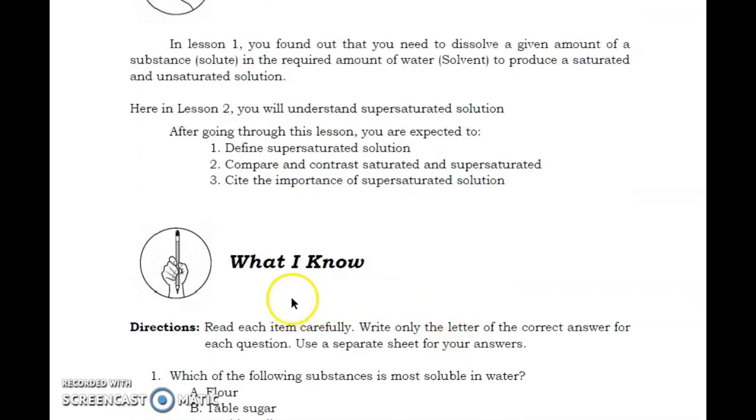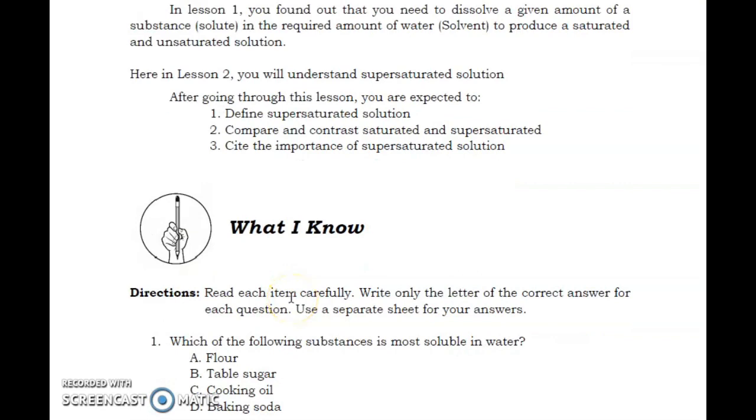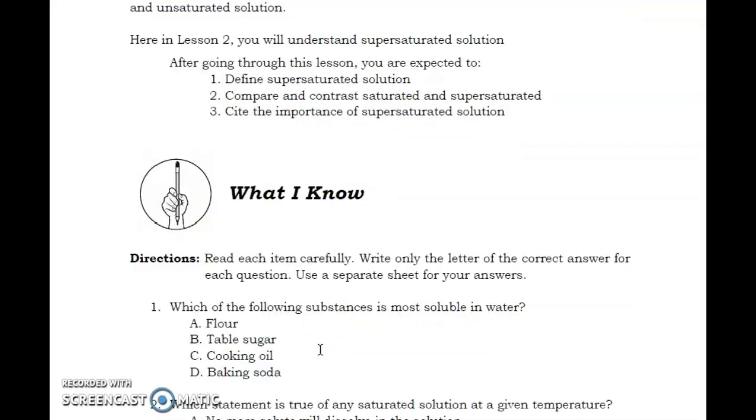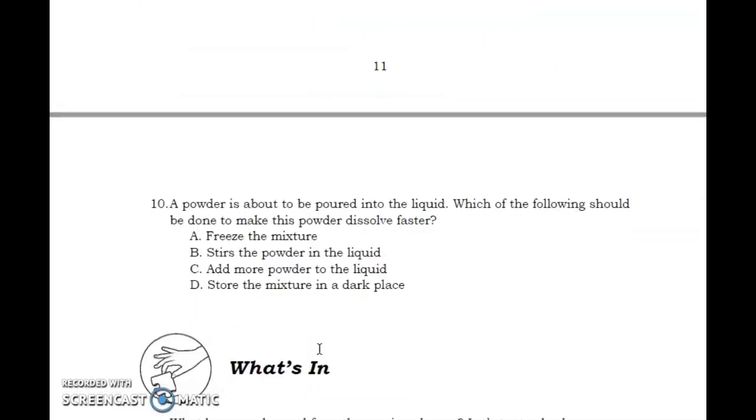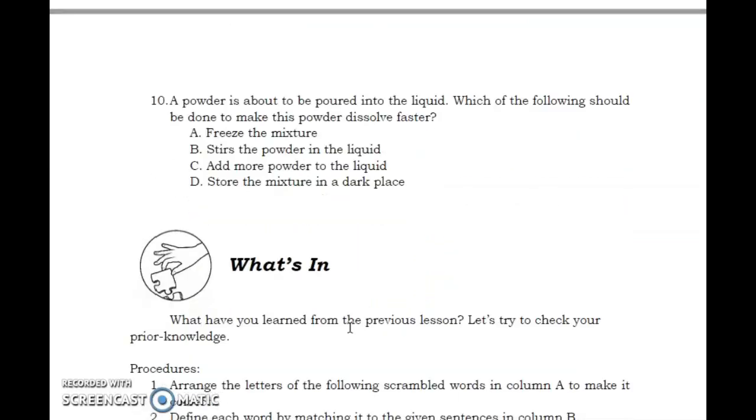For the What I Know part, you have to read each item carefully, write only the letter of the correct answer for each question, and use a separate sheet for your answers. This is a multiple choice test, which includes items 1 to 10. So that is for the What I Know part. Let's proceed with the What's In. What have you learned from the previous lesson?